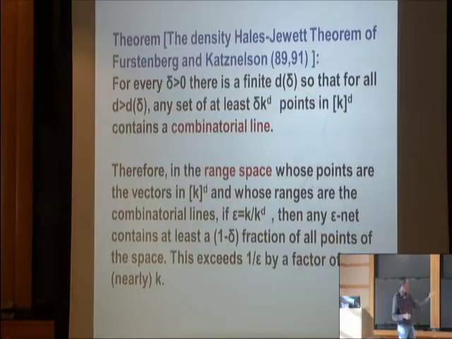If my epsilon is very small, k over k to the d, then if I want to choose a strong epsilon net for the lines here, I have to choose at least one point in every combinatorial line, right? But for this, I have to choose at least a 1 minus delta fraction of all points, because if I avoid a delta fraction, then this delta fraction will actually contain a combinatorial line. So every strong epsilon net here is actually big. It exceeds 1 over epsilon by a factor of nearly k, right? Because 1 over epsilon will be k to the d divided by k.